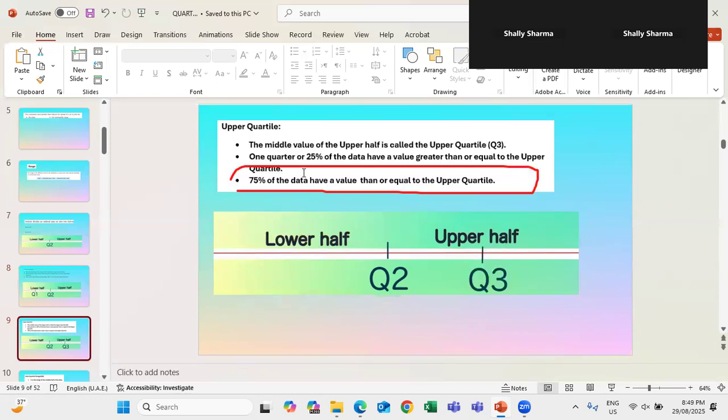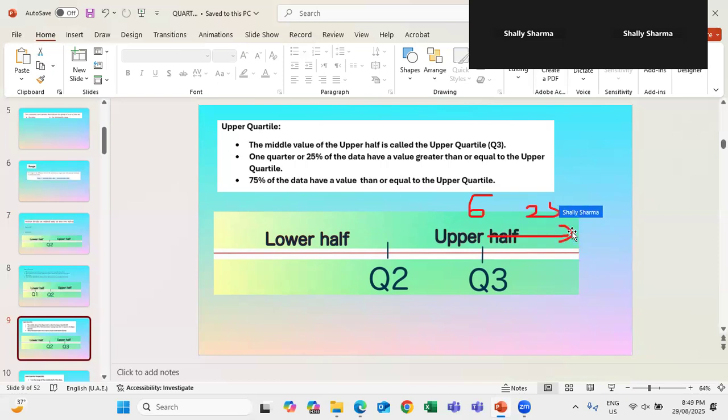Now we have the upper half. The upper quartile means the middle value of the upper half of this whole thing. It is represented by Q3. 1/4 of the values will be greater than it; let's say the upper quartile comes out as 6. Only after this there will be 25%. So 25% of the values will be greater than 6, and the rest of the values are again 25%, then again 25%, and again 25%. That is why the whole data set is divided into quarters.